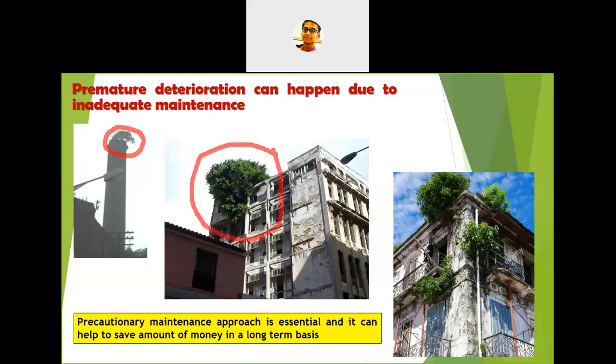You can see a lot of structures, a lot of important structures as well, across your area. You will find these types of things happening, and we are neglecting all of them. We have to take these things seriously, and the person in charge of the building, or the engineer responsible for it, or the owner should take necessary steps for saving these structures. A precautionary maintenance approach is quite essential, and it can also help to save money on a long-term basis.